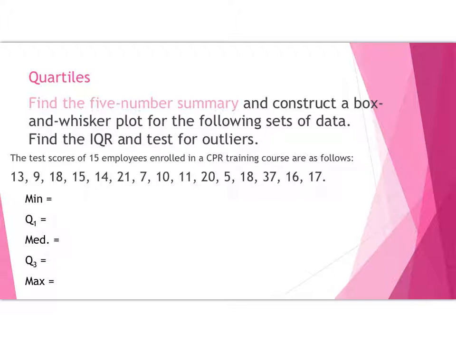Alright, we've got a few instructions here. We're going to find a 5-number summary, construct a box and whisker plot, and then we're going to find an IQR and test for outliers. Well, our 5-number summary is listed down below. We know what a minimum is, we know what a maximum is, we know what a median is. So the median cuts our data in half.